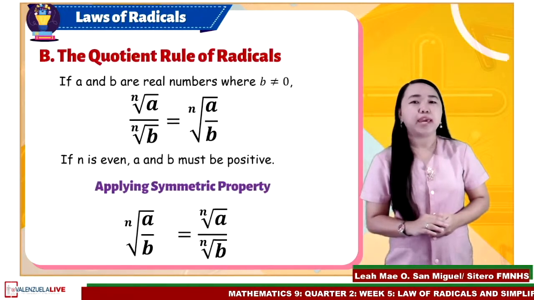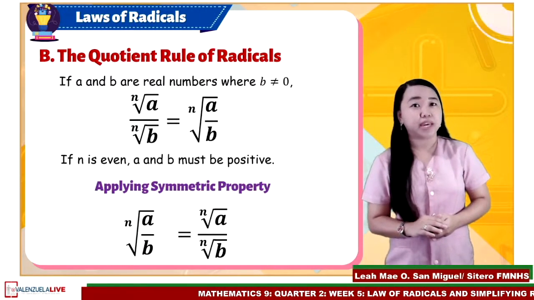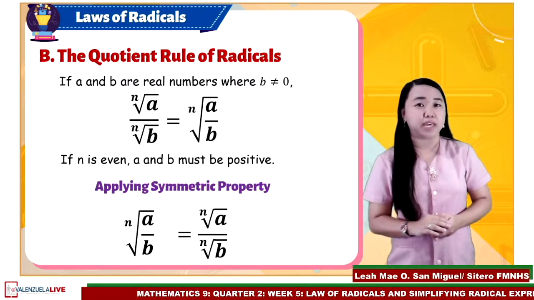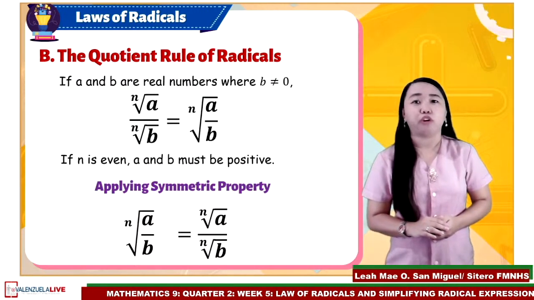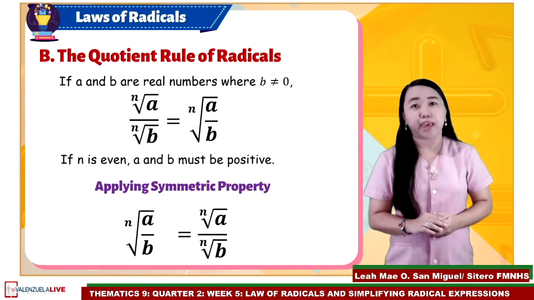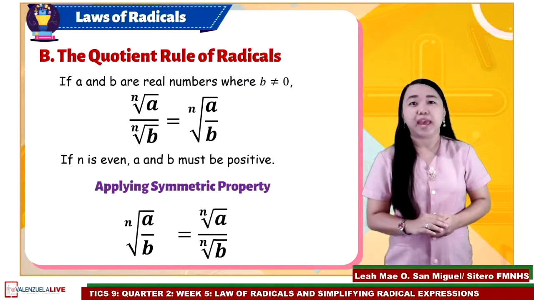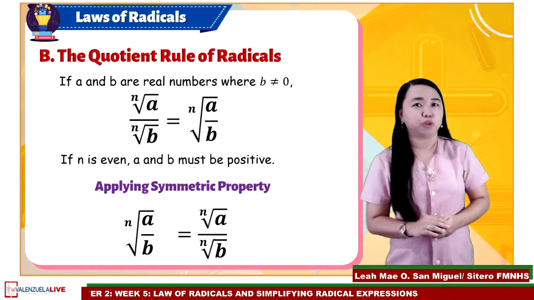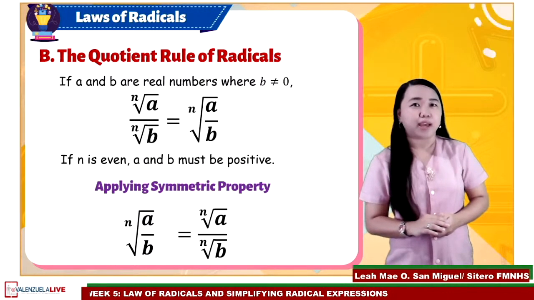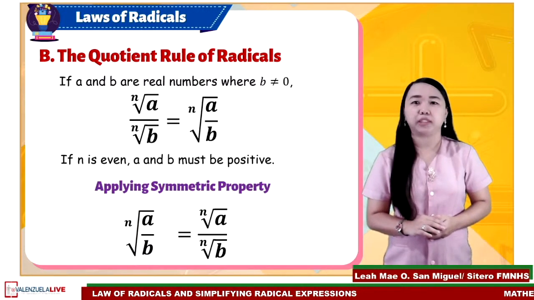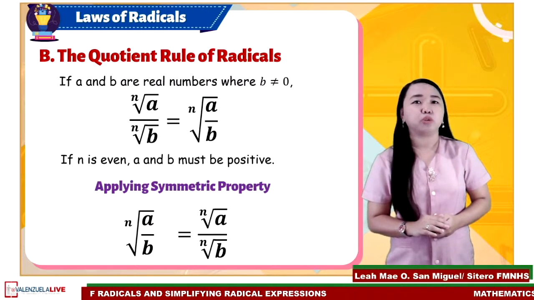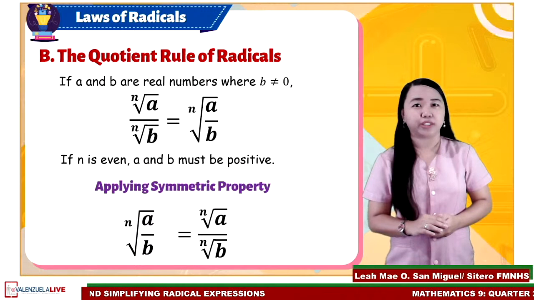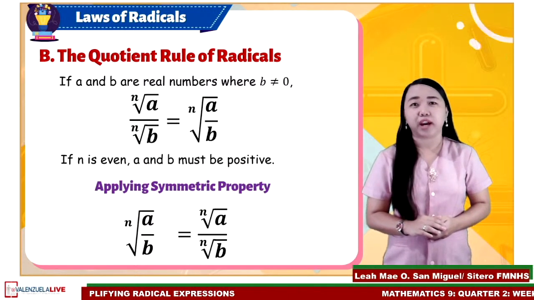Thus, if a and b are real numbers where b is not equal to 0, the nth root of a over the nth root of b is equal to the nth root of a over b. If n is an even integer, a and b must be positive. This is the quotient rule for radicals. Likewise, by applying the symmetric property, the converse of the quotient rule for radicals is: the nth root of a over b is equal to the nth root of a over the nth root of b.